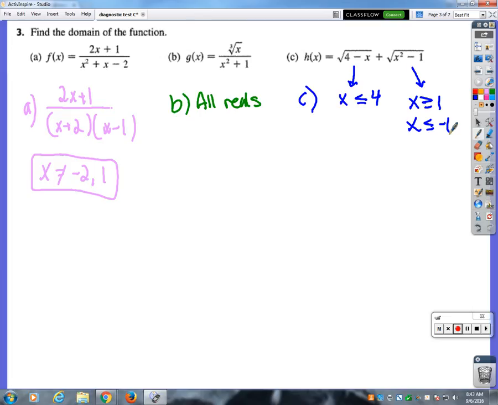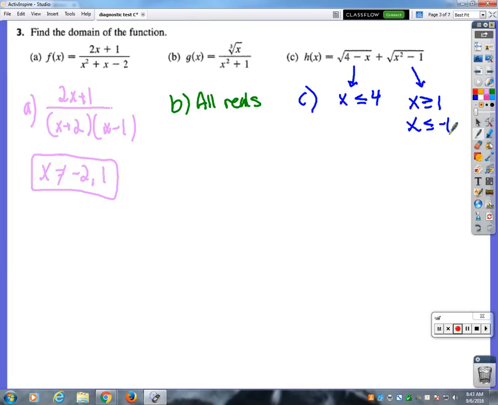Oh, right, but I'm getting contradictory information here. I'm saying x has to be less than or equal to 4, but this is saying x has to be greater than or equal to 1. So it has to be between this and that. For this one I could plug in 7, but for this one I can't. So what I'm asking is, who wins?